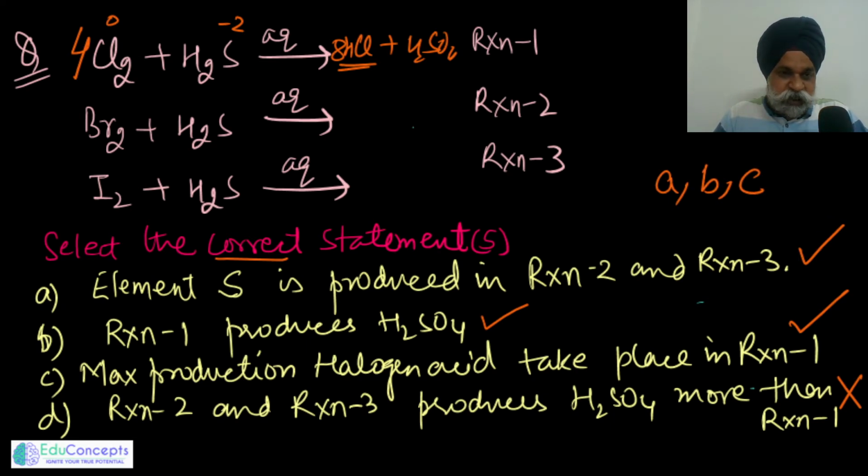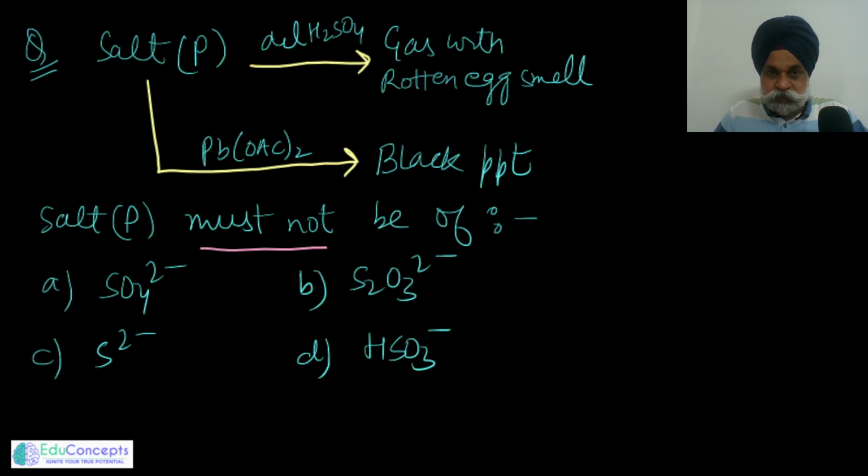Okay, so this again was an interesting question. Moving on to the next problem. This seems easy. Salt P with dilute sulfuric acid gives a rotten egg like smell. As soon as you see the rotten egg like smell, you should know that it must have produced H2S. Very simple it is. And H2S, okay, now the salt must not be.